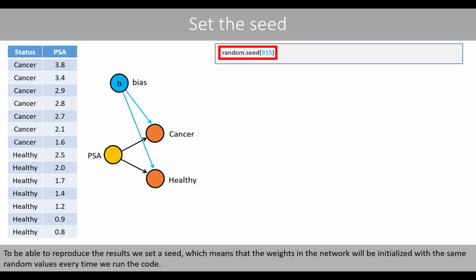To be able to reproduce the results, we set a seed, which means that the weights in the network will be initialized with the same random values every time we run the code.